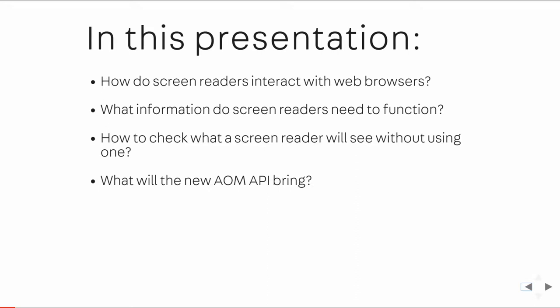So the next question is, what information do screen readers need to present a web page in a meaningful way? Then we are going to see how to check what a screen reader will see without actually using one. Because using screen readers can be quite difficult if you don't do it every day. And then we are going to have a little look into the future to a new API called the AOM, the Accessibility Object Model, which I think is very exciting.